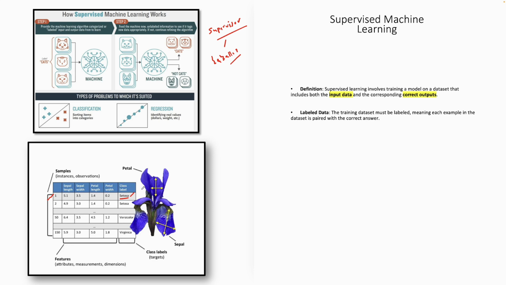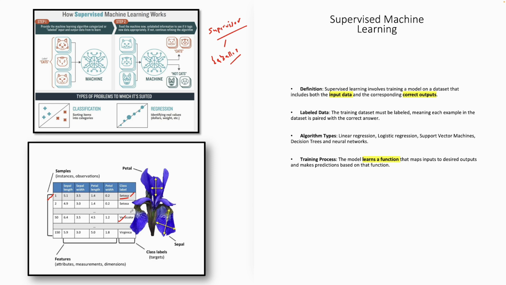Okay, so as I said, it's labeled data. The training data set must be labeled, meaning each example is paired with the correct answer. Very true. As you can see, we are giving all the length and width of petal and sepal, and we are also giving the correct answer, like what class it belongs to. Okay, and there are different algorithm types in supervised machine learning. You could talk about linear regression, logistic regression, SVMs like support vector machines, decision trees, and neural networks, which you'll actually study in deep learning as well.